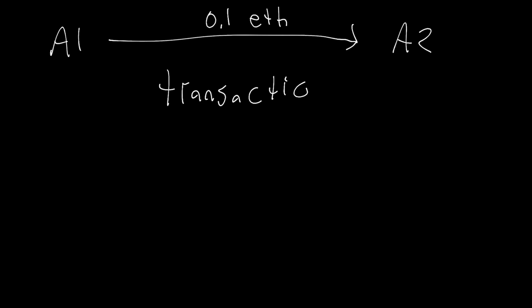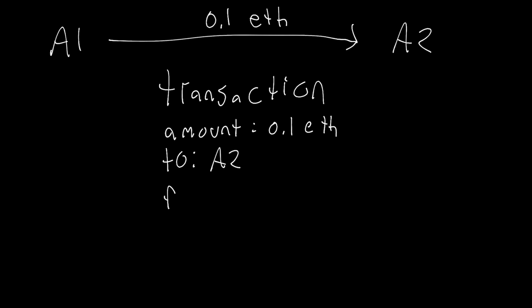Now, anyone can create transactions on the blockchain. Anyone can do it. And what's involved in a transaction is an amount. So this is going to be 0.1 ETH. We're going to have a to wallet, so what address we're going to. So we're going to be going to account 2. And then from, this is going to be account 1.